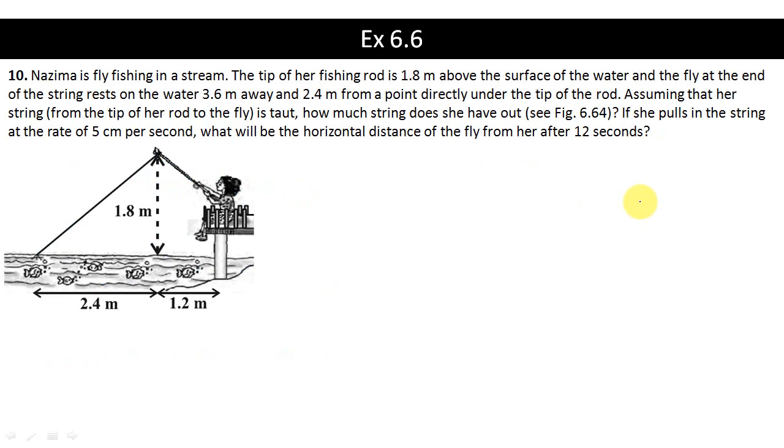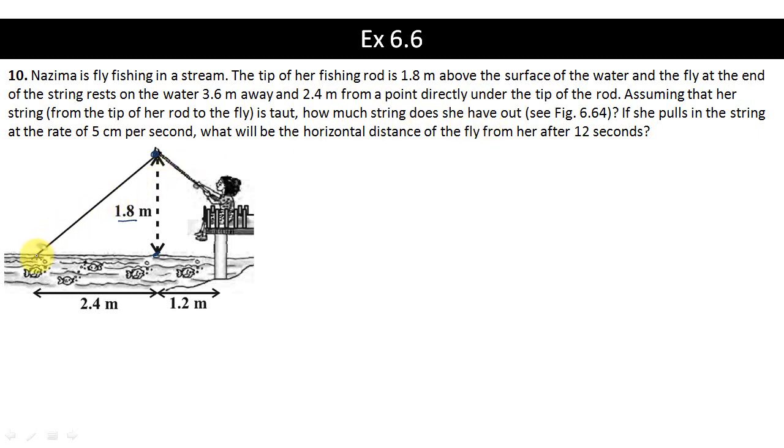Moving on to the last question of the exercise. Nazima is fly fishing in a stream. The tip of her fishing rod is 1.8 meter above the surface of the water. So this is the tip of the fishing rod, which is 1.8 meter above the surface of the water. And the fly at the end of the string rests on the water 3.6 meter away and 2.4 meter from a point directly under the tip of the rod.